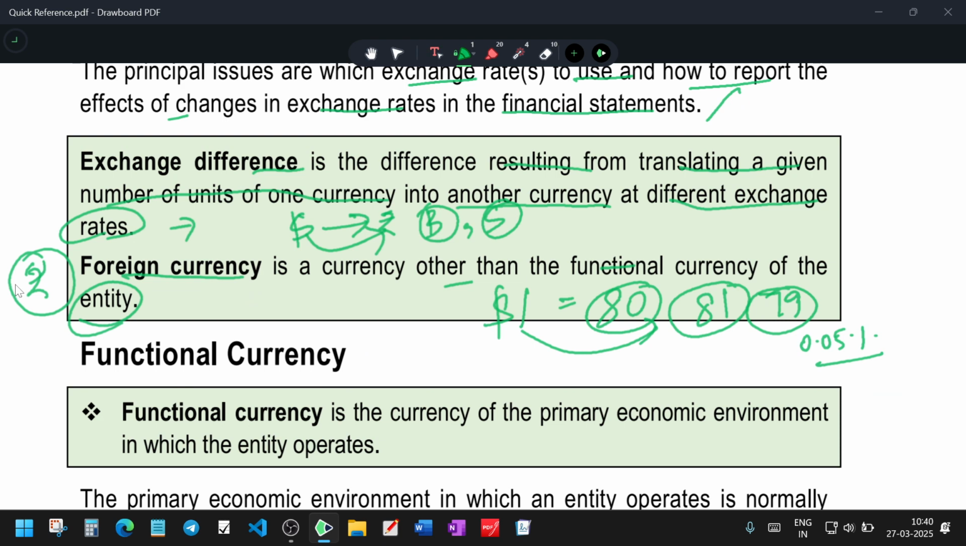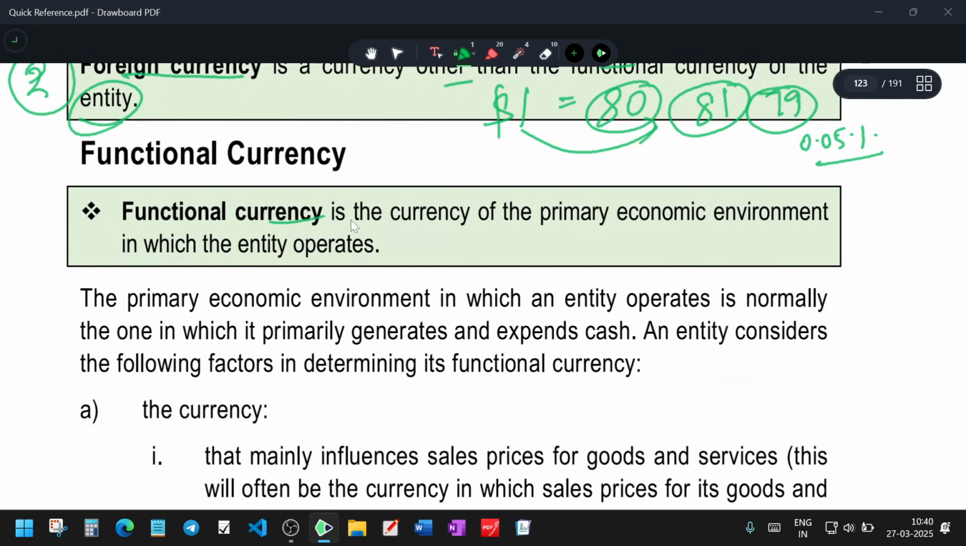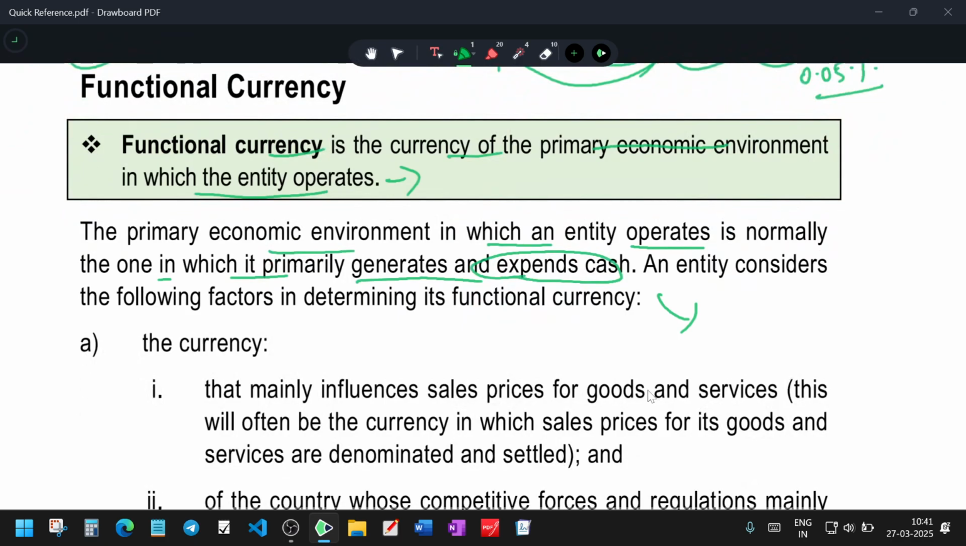Functional currency. The functional currency is the currency of the primary economic environment in which the entity operates. In a country, what is the functional currency? The rupee is the functional currency in India. The primary economic environment in which the entity operates is normally the one in which it primarily generates and expends cash. So the currency in which cash is generated is the functional currency.